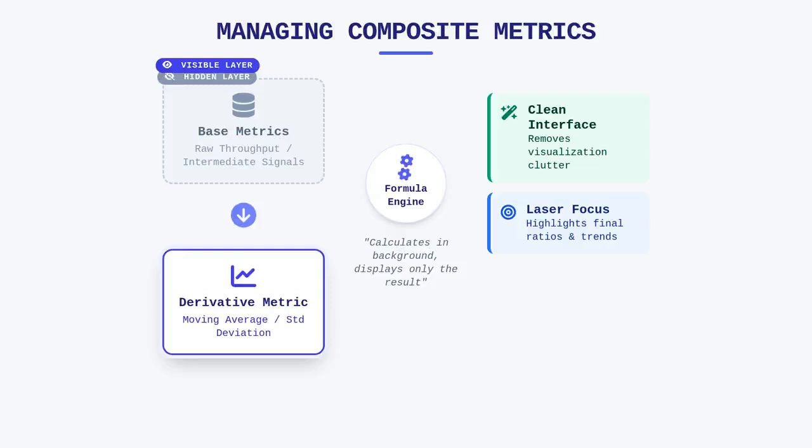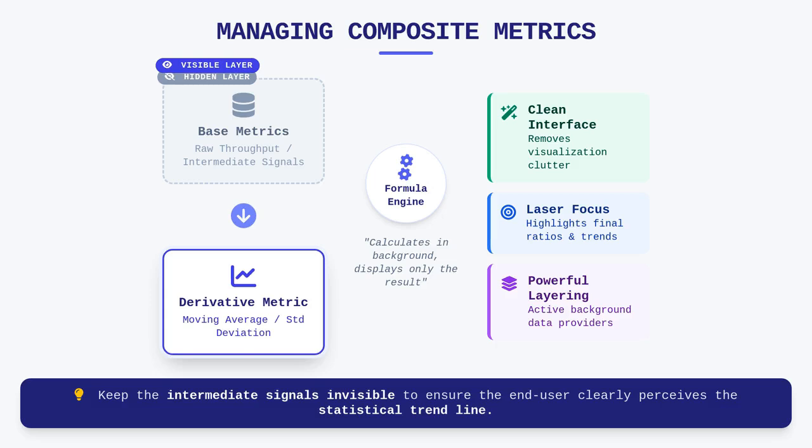This technique is particularly powerful when you are layering raw throughput metrics against a calculated statistical trend line, such as a moving average or a standard deviation baseline. By keeping the underlying components invisible, you ensure that the end user can clearly perceive the trend line or the final ratio without being distracted by the intermediate signals that were required to construct it.